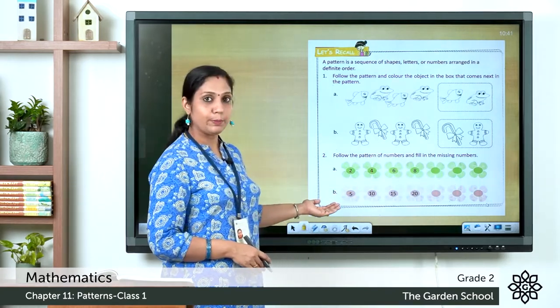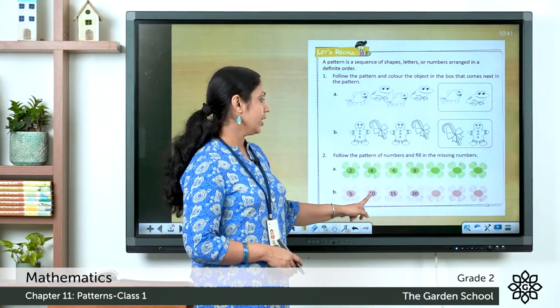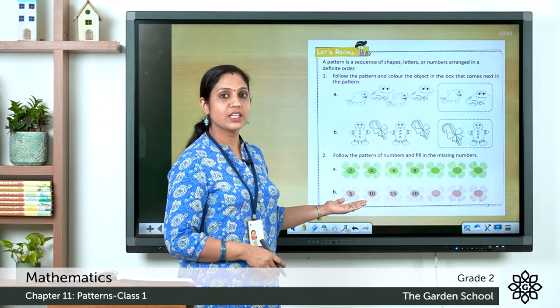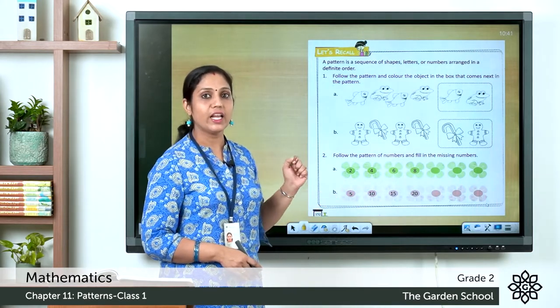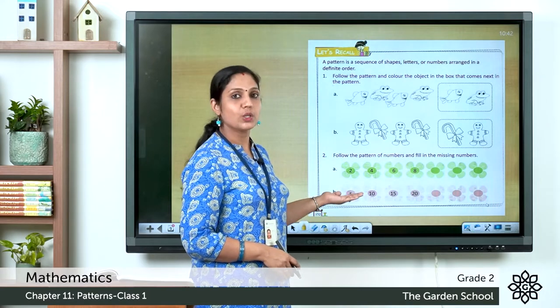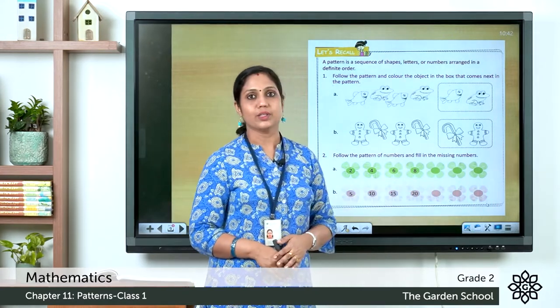Let's have a look at question B. 5, 10, 15, 20. How are these numbers increasing? These numbers are increasing by 5. Or also you can say that these are the multiples of 5. So write down here the missing numbers.